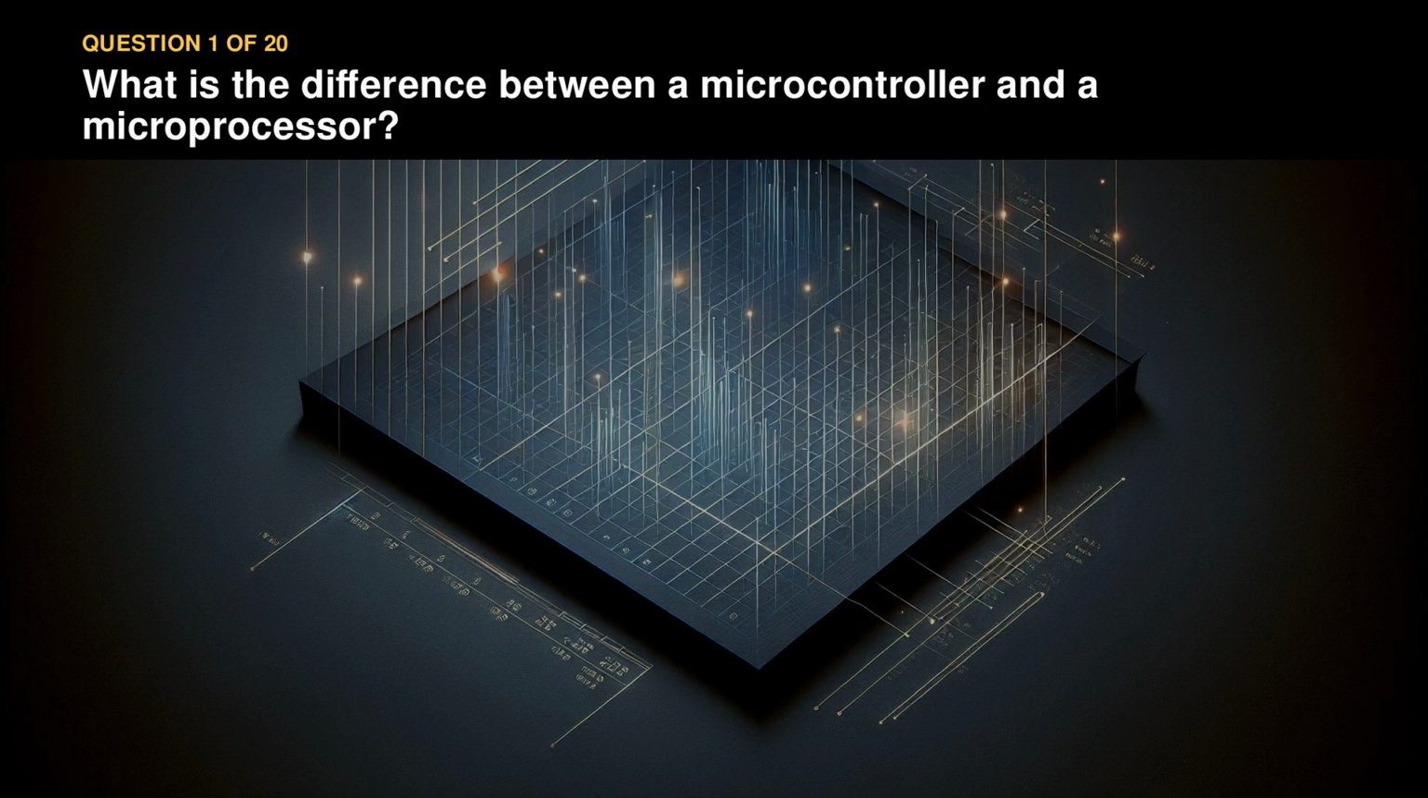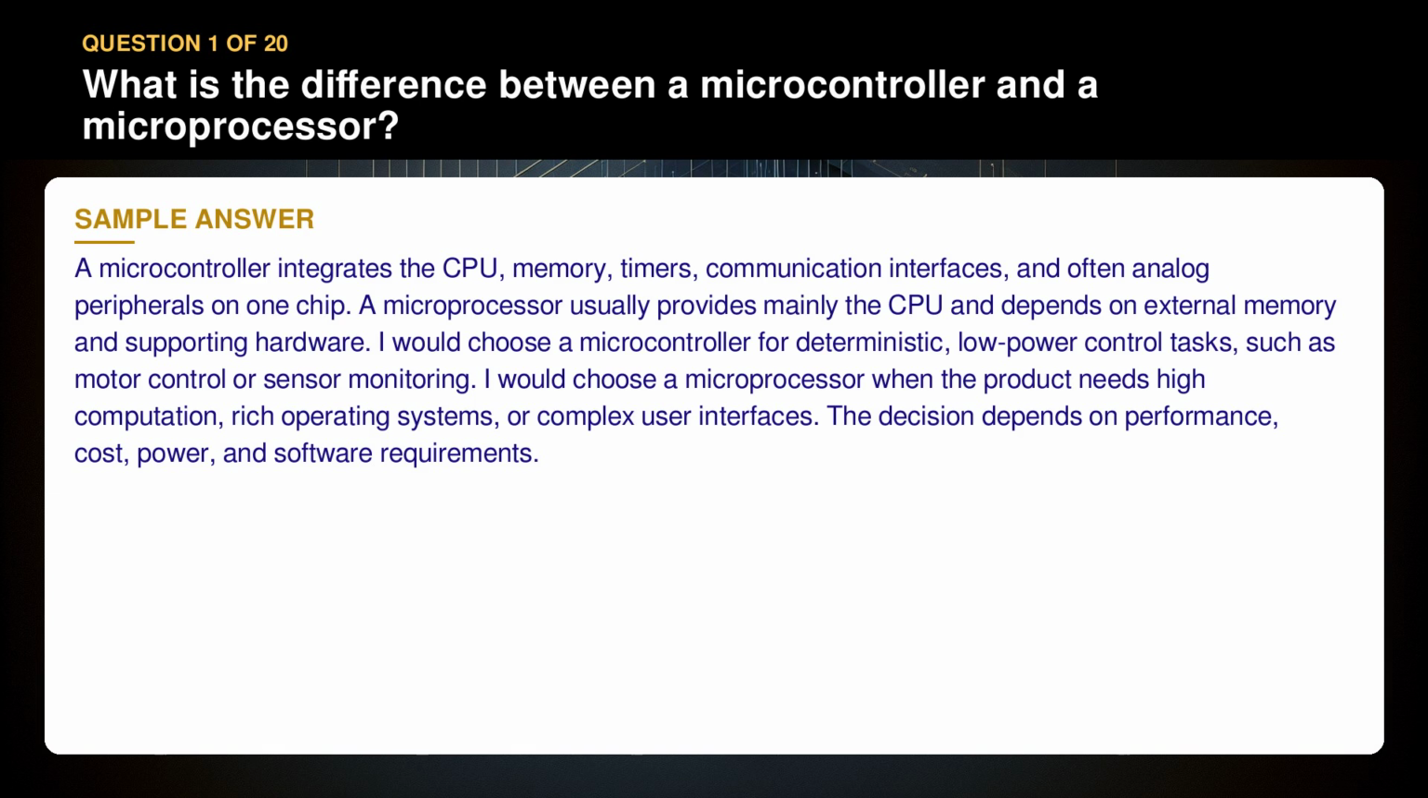Question 1. What is the difference between a microcontroller and a microprocessor? A microcontroller integrates the CPU, memory, timers, communication interfaces, and often analog peripherals on one chip. A microprocessor usually provides mainly the CPU and depends on external memory and supporting hardware. I would choose a microcontroller for deterministic, low-power control tasks, such as motor control or sensor monitoring.